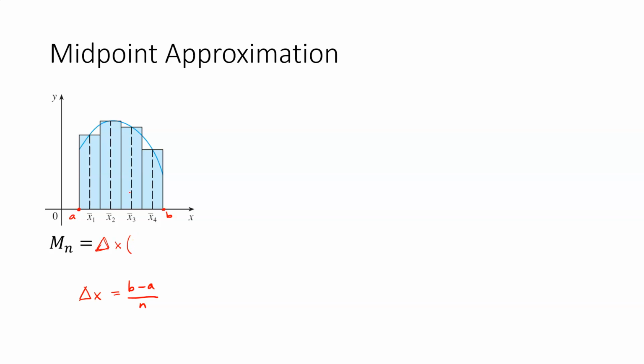And then we would multiply that by the height of each of these rectangles, which is given by f of x1 bar, f of x2 bar, so on, all the way out to f of xn bar, where the bar indicates that we're taking the midpoint of the subinterval. So here, x1 bar, for instance, would be the midpoint between x0 and x1. So it would be taking the sum of x0 and x1 and then dividing by 2.